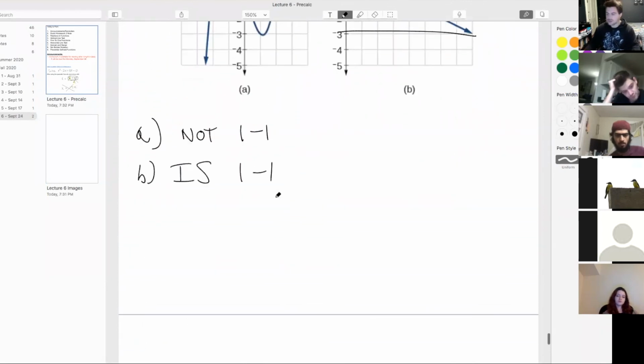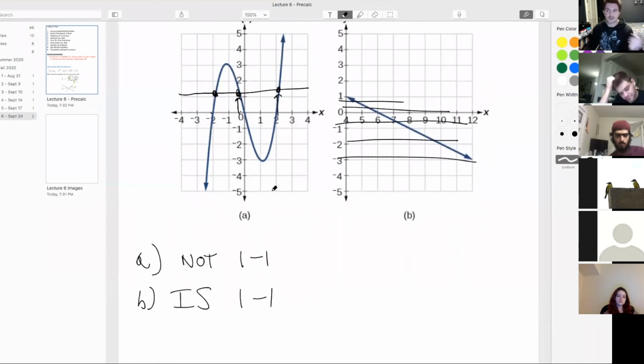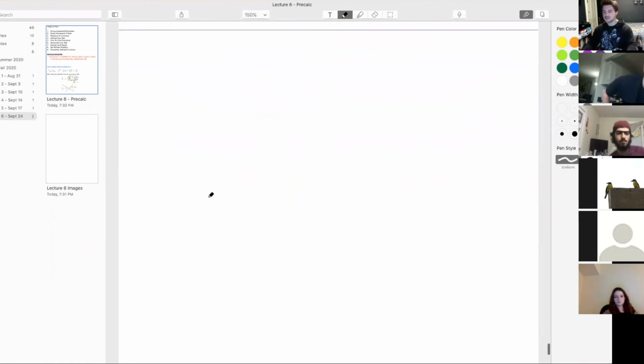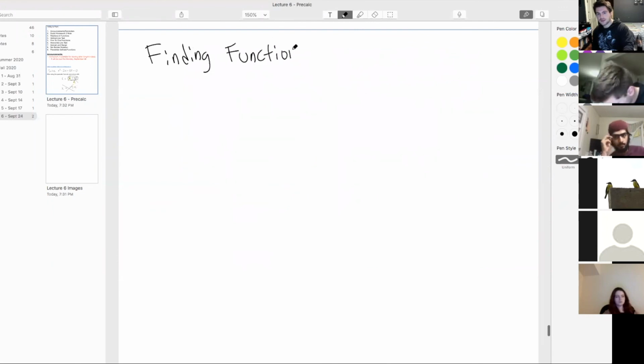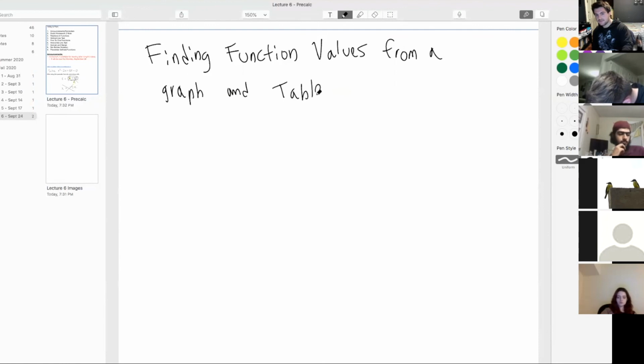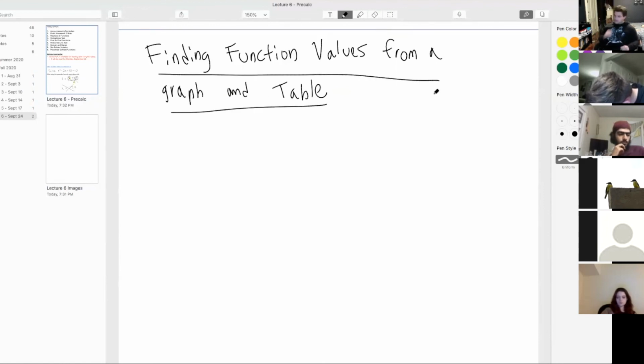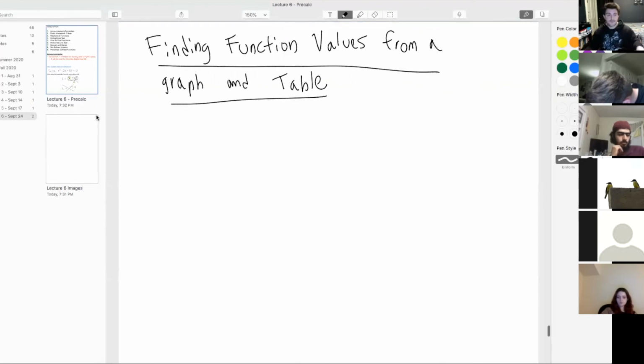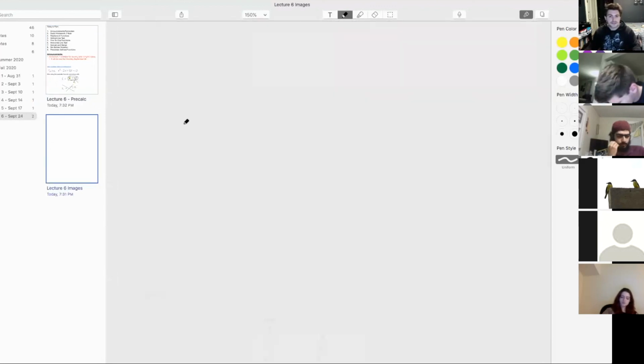So I'll move on if there are no questions about this. There'll be practice on the homework, which is good. Next, we just want to talk about finding function values from a graph and table. Let me go back to my images here.